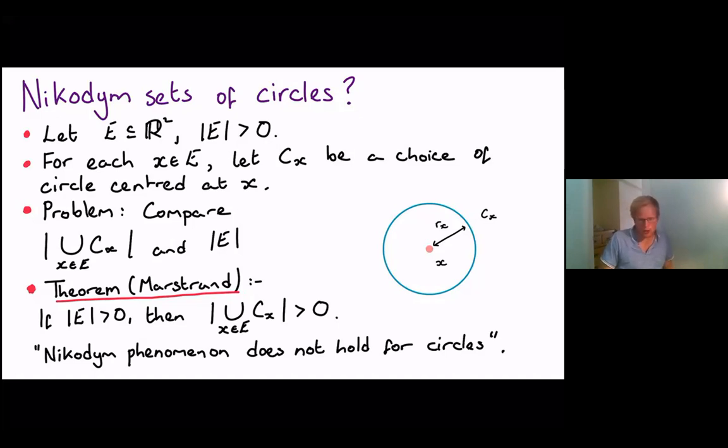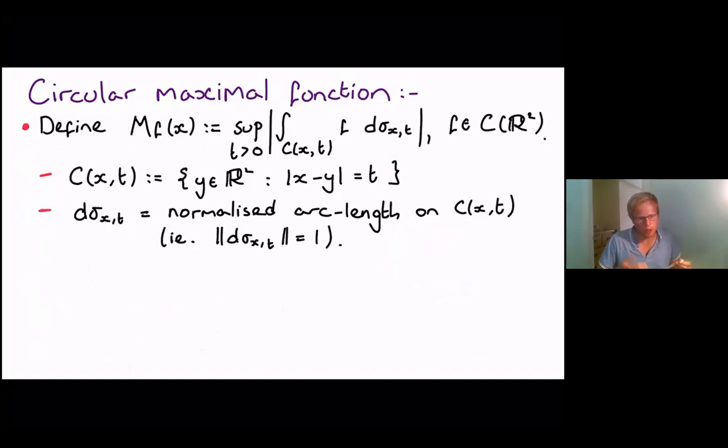Okay, so in this talk, I'm going to be interested in functional analogues of these kinds of questions. And in particular, I want to start by discussing a functional version of this Marstrand theorem. And here we're going to be interested in an operator which is called the circular maximal function. So this is an object that, of course, many people will be familiar with here. This circular maximal function takes as its input some function, say, in the continuous functions on the Euclidean plane.